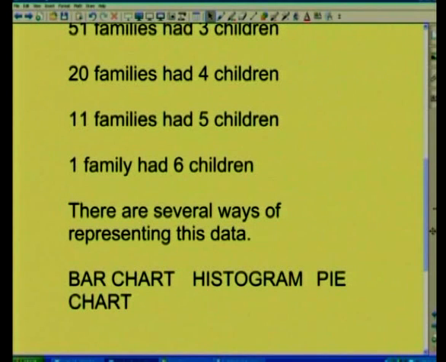There are several ways of representing this data. You'll remember that we used the bar chart, the histogram, and the pie chart in our previous sessions. The bar chart would be quite adequate to represent this data. On our x-axis, we put the number of children from 0 right up to 6, and then the column height would be the number of families in each section.